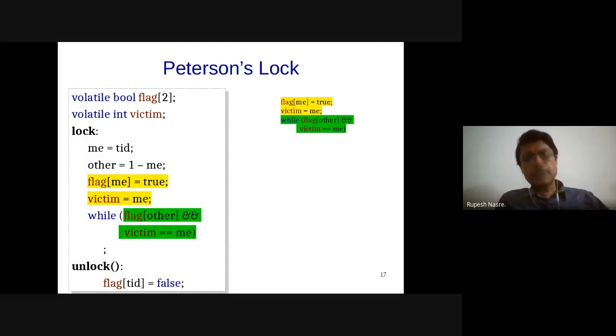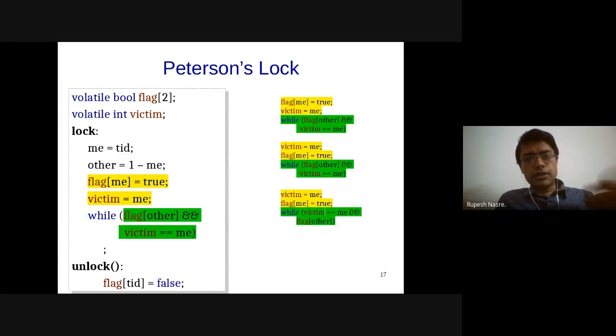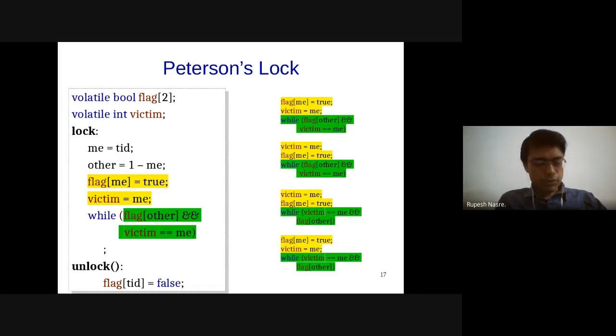The first one is essentially Peterson's lock. The second one reorders the first 2 statements, which are highlighted in yellow. And then the third one reorders both the initial 2 as well as the conditions within the while loop. And the fourth one reorders only the conditions but does not reorder the initial assignment statements, right? So these are the 4 combinations. And we would like to see if Peterson's lock works in all these cases or not.